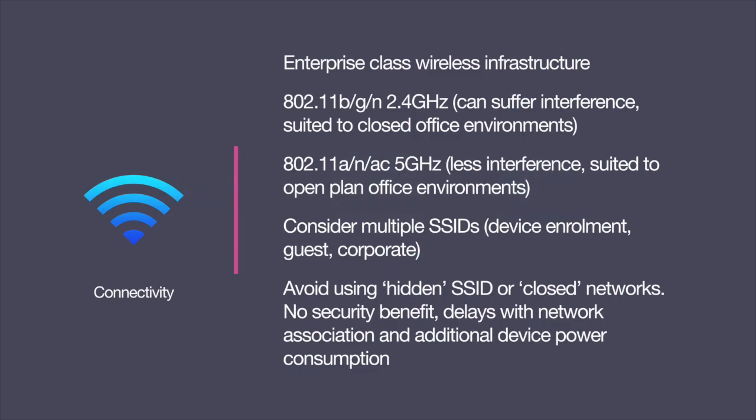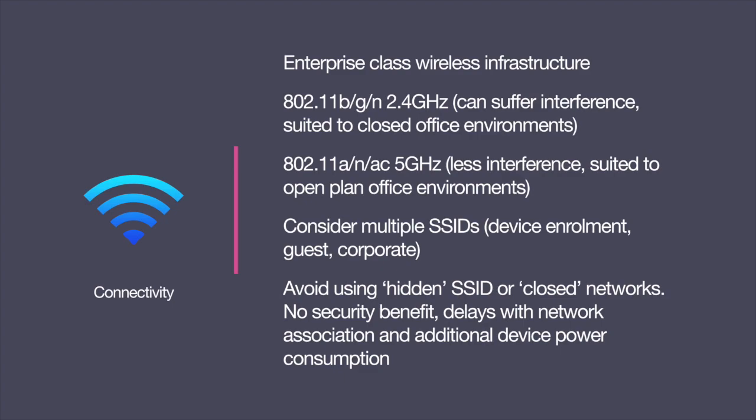When deciding on where to deploy your devices, make sure, first and foremost, you're running an enterprise class wireless infrastructure. This is a fully managed network environment. Consider your frequencies. If you're using 802.11b, g, or n, which operates on 2.4 gigahertz, this can often suffer interference and is suited to closed office environments. When we talk about interference, you could be talking about things like microwave ovens, so this could cause issues. Again, it's an environmental thing. And when we talk about closed office environments, we think about an office where there's lots of walls and partitions.